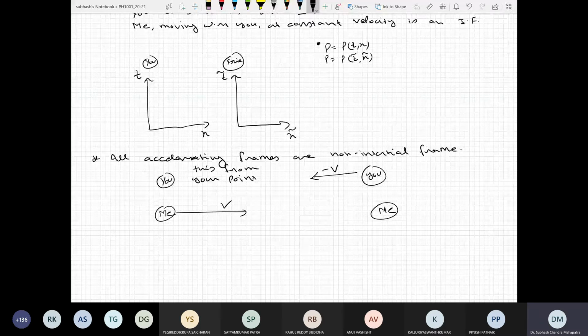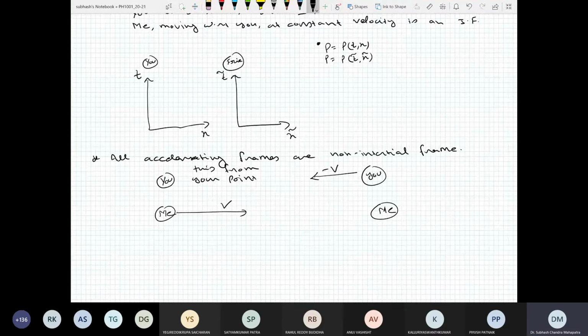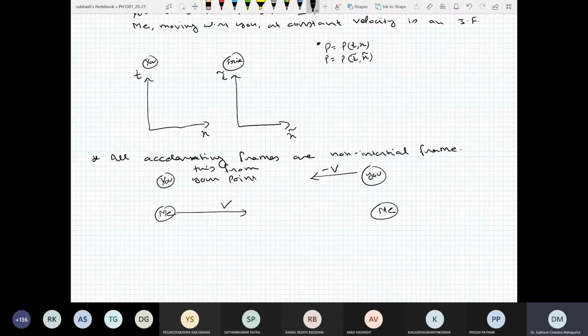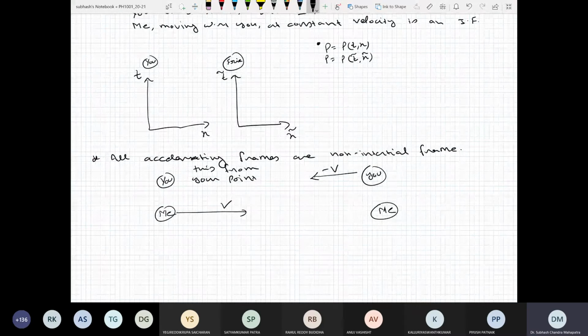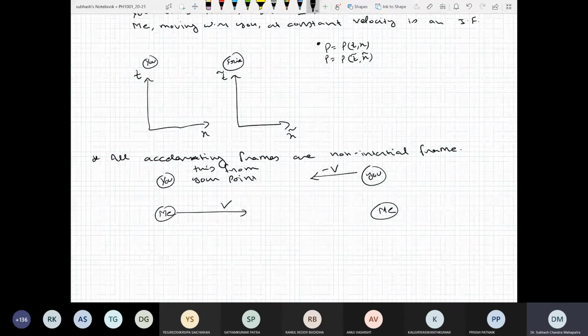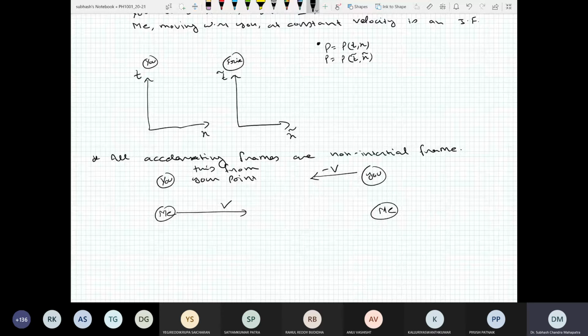So the motion is relative. If the relative velocity is constant, then if the laws of motion hold in your frame, the laws of motion also hold in my frame. That is what inertial frames are about. But if our relative velocity is changing, that means acceleration. Then we can distinguish which one is actually moving. In this course we will not discuss anything about acceleration.